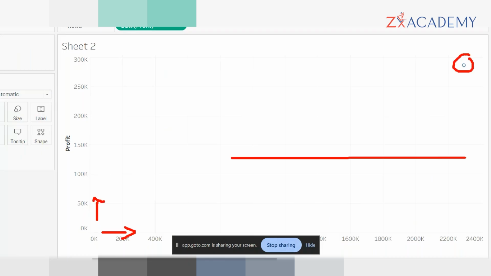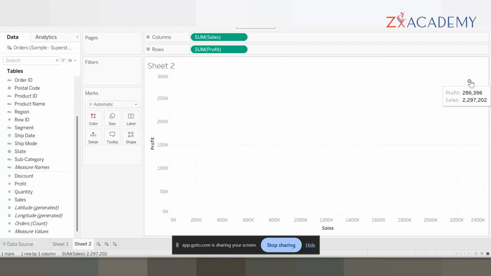If it is at the rightmost, that means high sales, and if it is at the top, it is high profit. So for this particular bubble, the sales are close to 2.4 million, around 23 lakhs, and the profit for that is 2.8 lakhs. So roughly around 12% is the profit we are having.